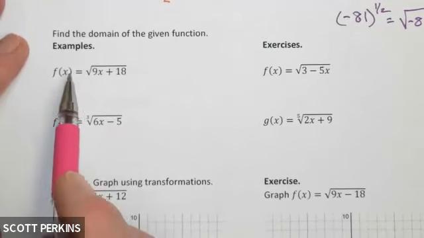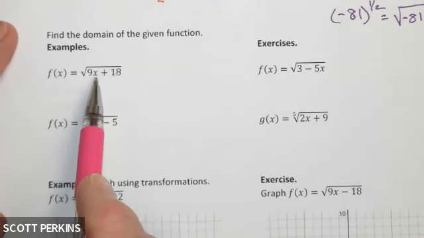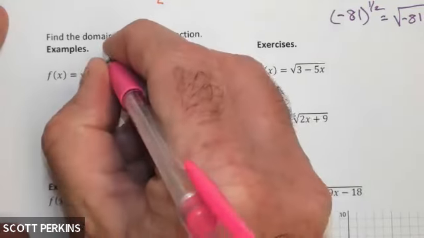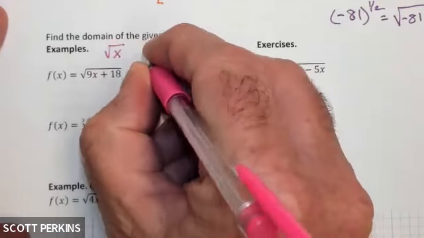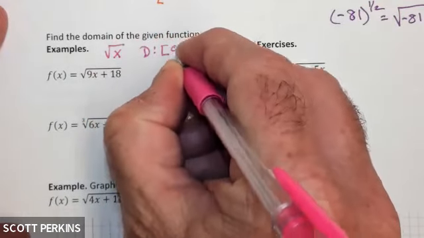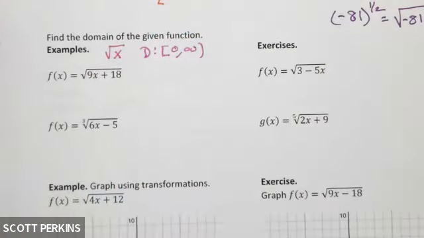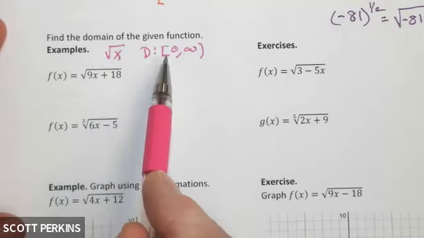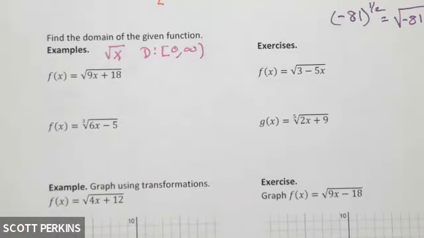Up above, I've asked, what is the domain of this, the square root of 9x plus 18? Well, what we just saw is for the basic square root function, the square root of x, the domain is from 0 to infinity. What that means is, as far as my graphing, as far as my functions, whatever is under the radical has to be bigger than or equal to 0.